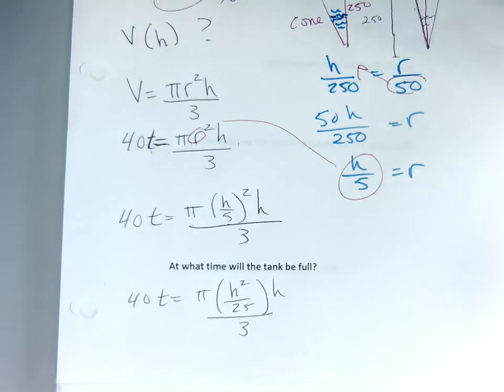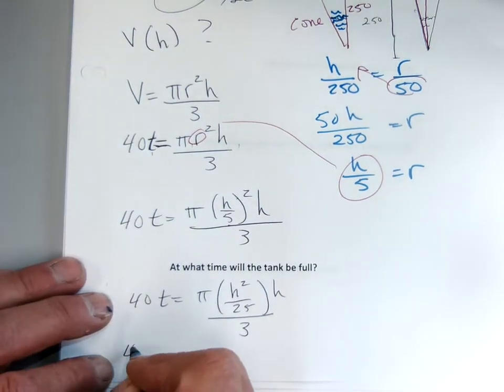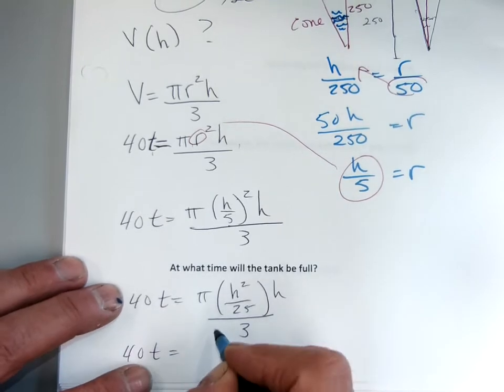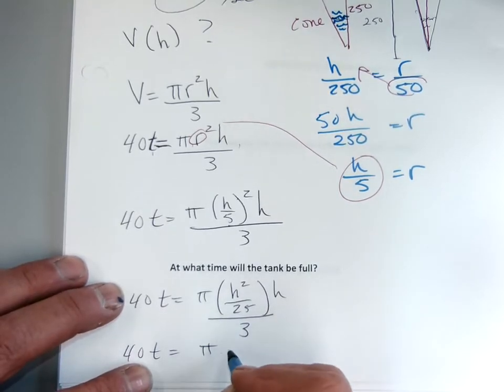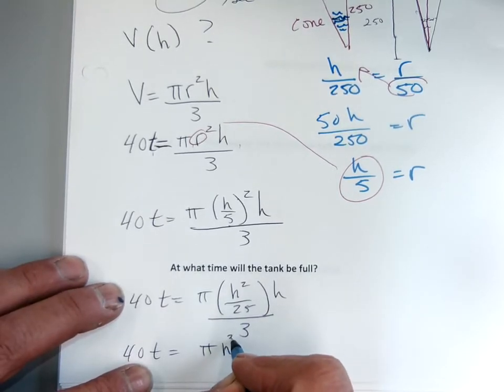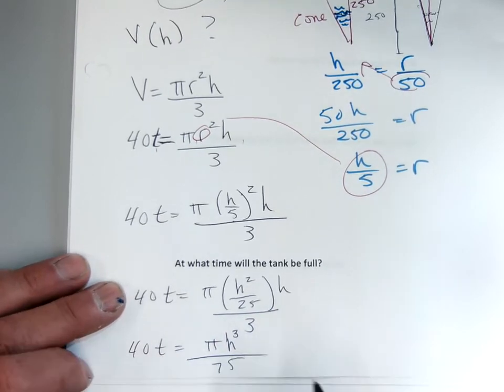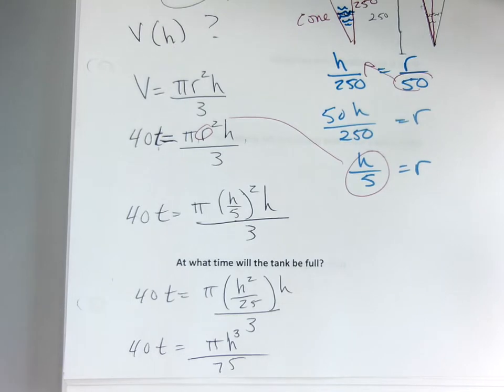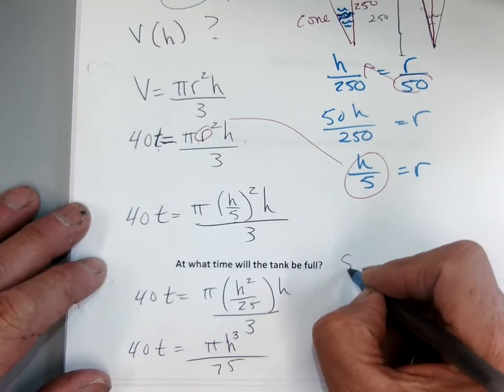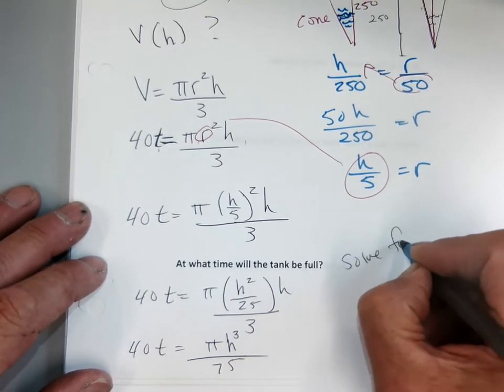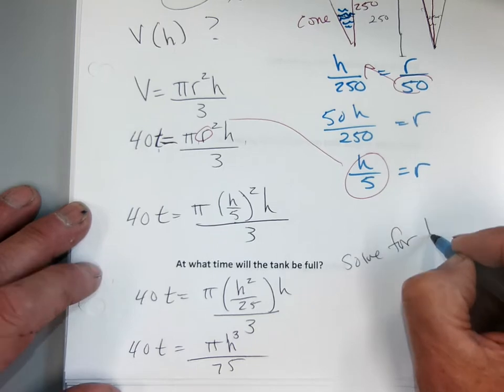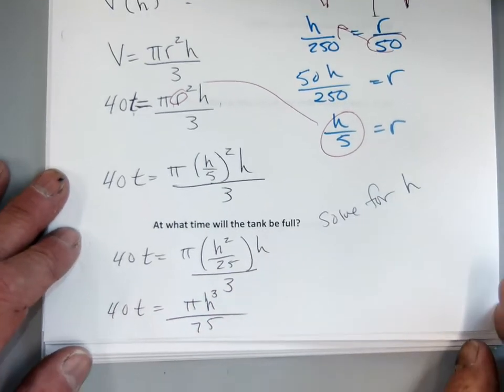So then I'm going to have 40t equals pi h cubed over 75, right? Now, what do I want? V of h. Okay, so at what time? So now let's solve for h, so I can plug in any time and have it.